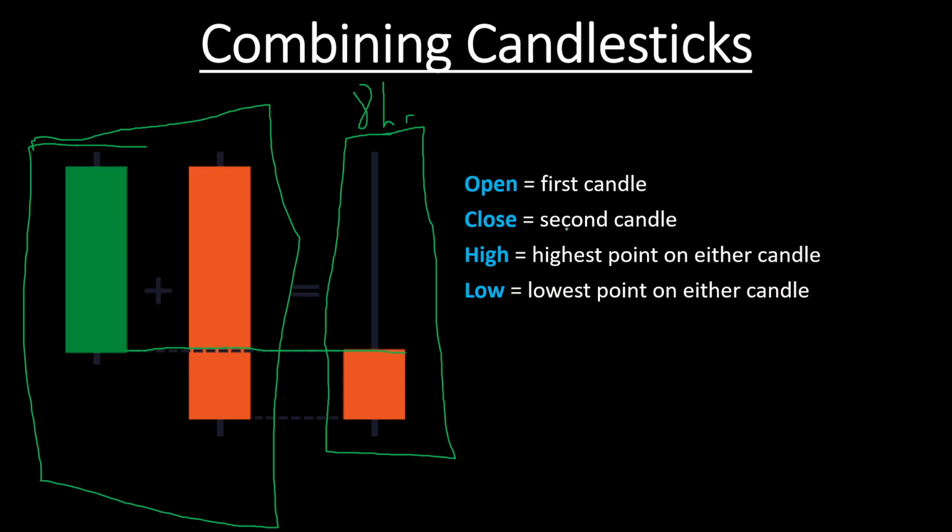We do the close of the second candle. So price opened here, closed here, and we drag this point across. So we have the open here, we have the close here. Then we find the highest point on either candle, which is pretty much the same here, so just bring this point across. And you bring the low of the lowest point on either candle as well, which is this point here. So you bring that across. And that's basically how you combine candlesticks.